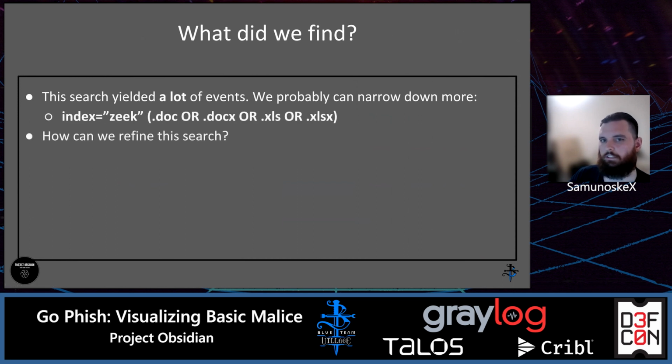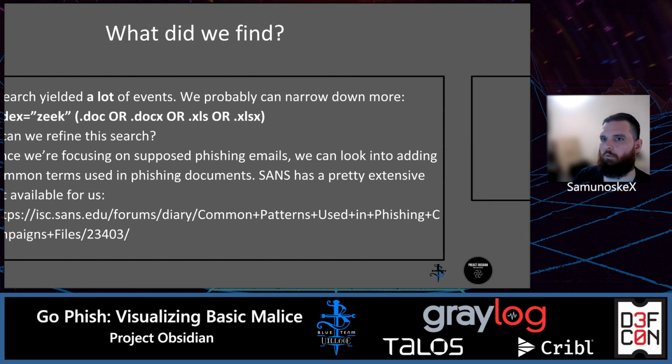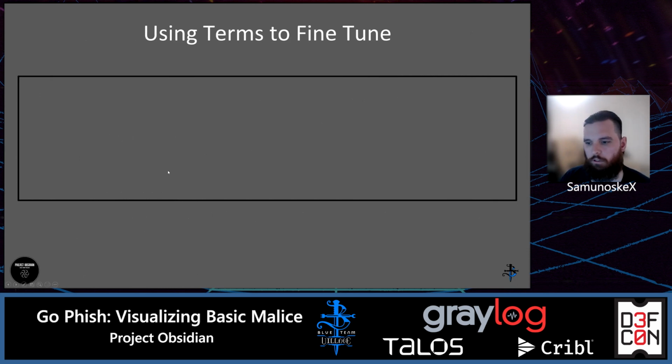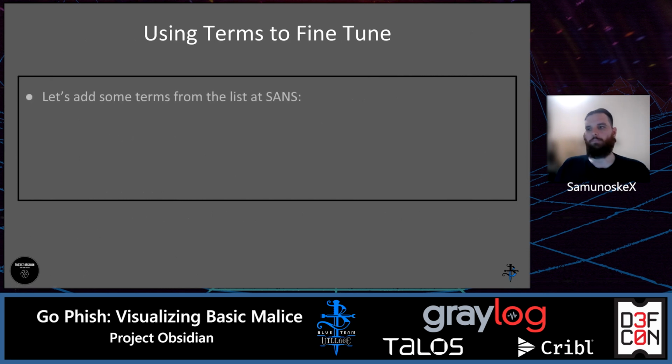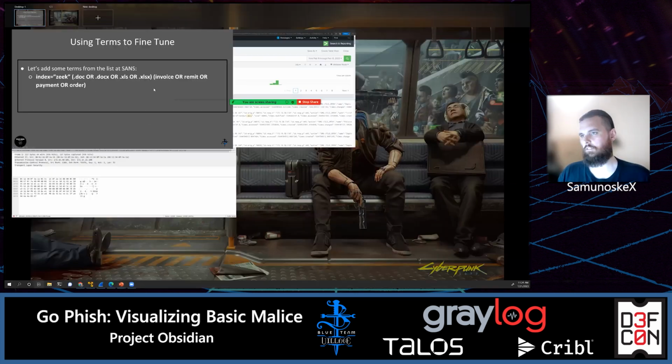How could we refine this search? Since we're focusing on supposed phishing emails, we can look at common terms that are used in phishing documents. SANS has a cool extensive list. It's not comprehensive, but it's very useful at this link here. And we can use some terms to fine tune the search. So let's add some of the ones that I found. Invoice, we see a lot of that, or remit, or payment, or order. So let's go back to Splunk and see how that looks.